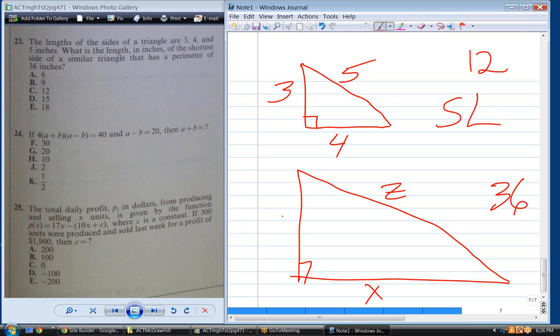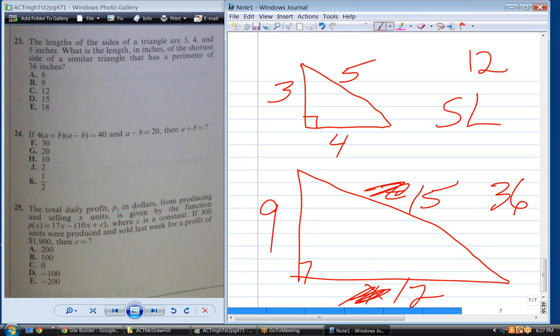1? Or... Look at the 2 triangles. Which one's the bigger one? The 36 perimeter. Oh, okay. So what's this side? Does it make sense if that was 1? No. What's it got to be? 9. Yes. What's this one got to be? 12. And what's this one got to be? 15. Add those up, you get 36.